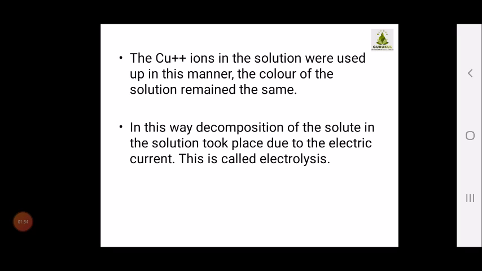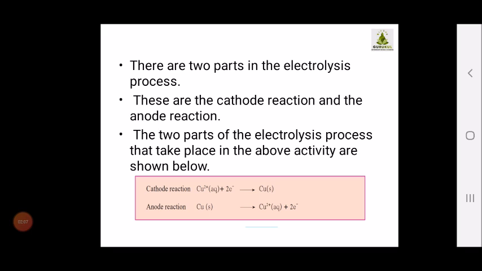In this way, the decomposition of the solute in the solution took place due to the electric current, and children, hence this process is called electrolysis. Now children, there are two parts in the electrolysis process: the cathode reaction and the anode reaction.